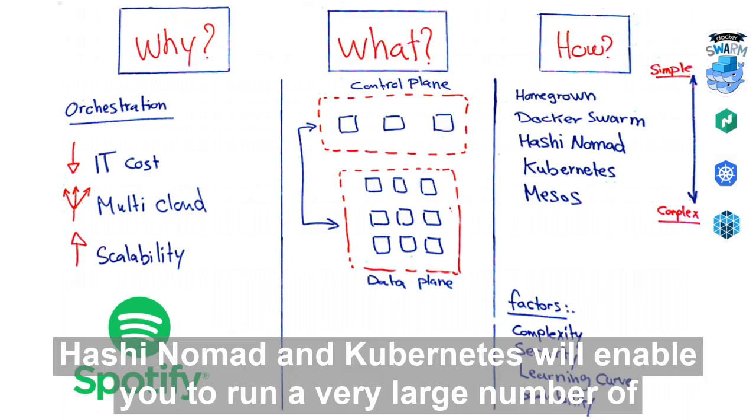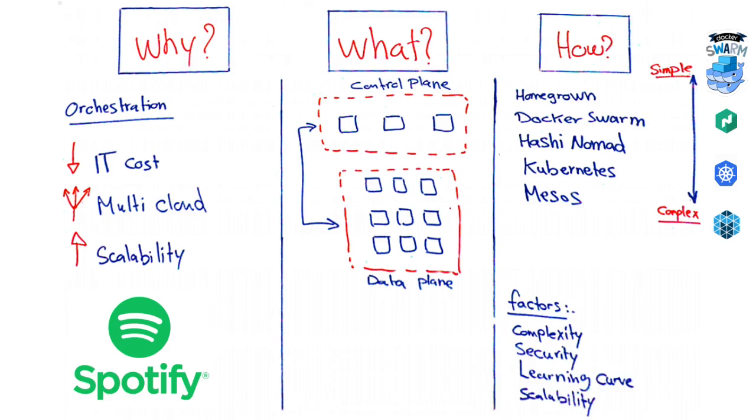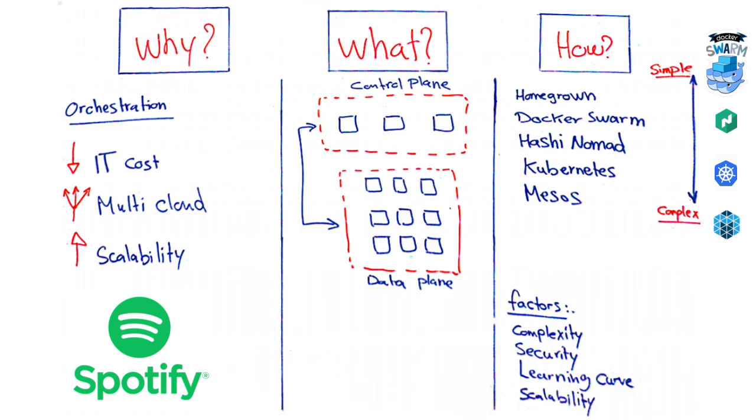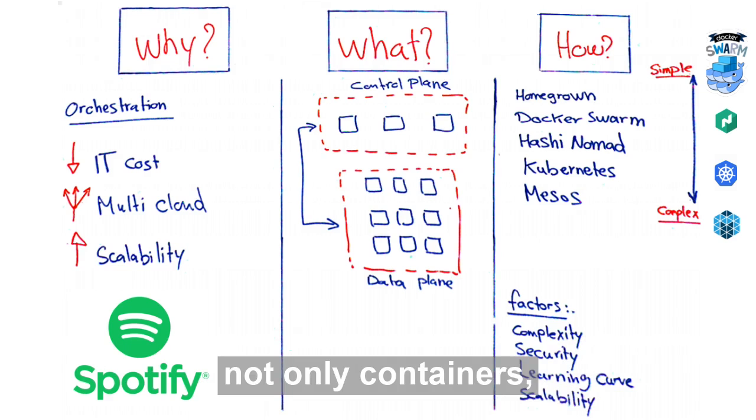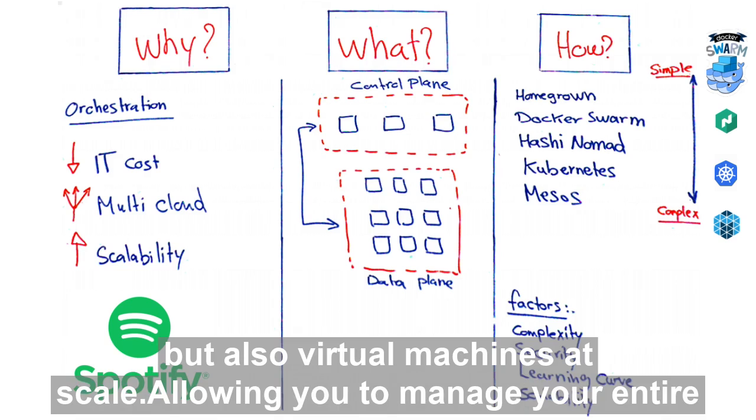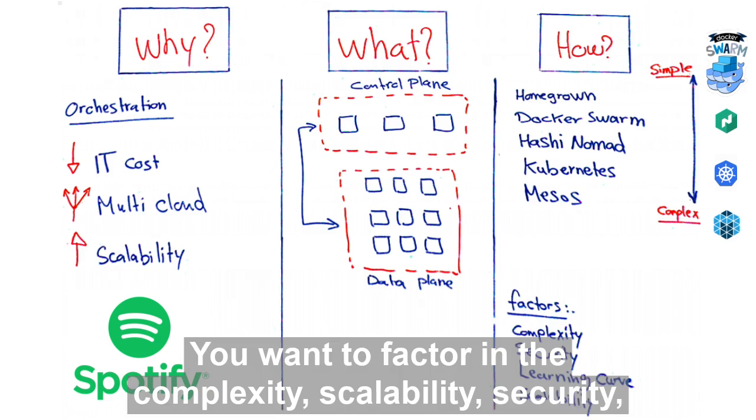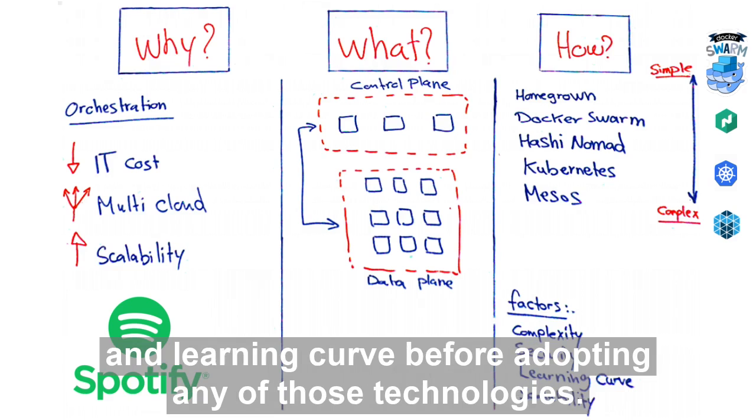HashiCorp Nomad and Kubernetes will enable you to run a very large number of containers. Apache Mesos is an orchestration system that can manage not only containers but also virtual machines at scale, allowing you to manage your entire infrastructure with a single pane of glass. You want to factor in the complexity, scalability, security, and learning curve before adopting any of those technologies.